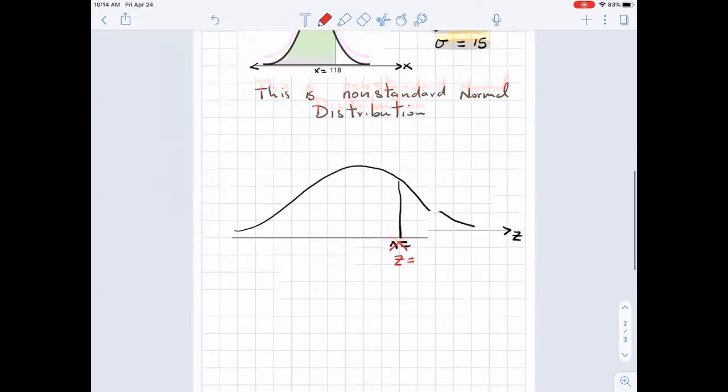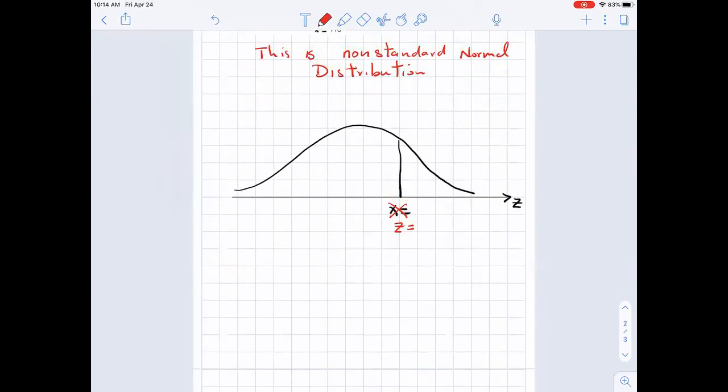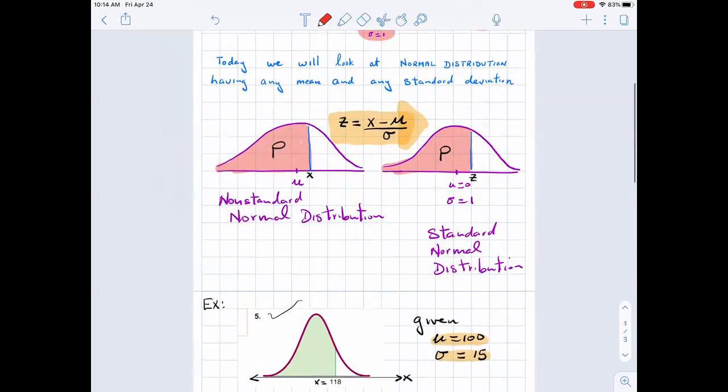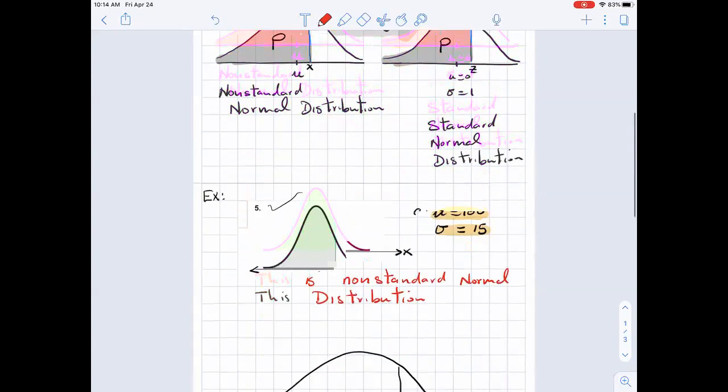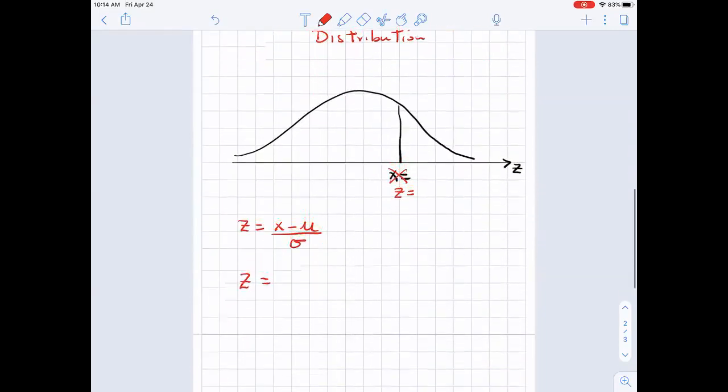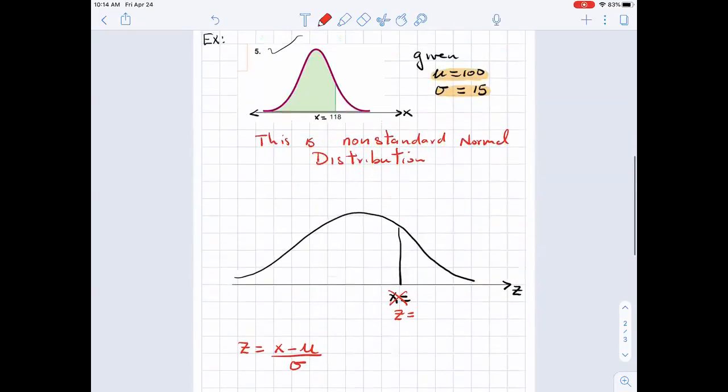And to do that, we're going to use the formula. Z is equal to X minus mu divided by sigma, right? Because I'm going back here. I want to convert from a non-standard to a standard. So we're going to use that formula and then we plug it in. So Z is equal to, mu is given to us as 100, sigma is 15.